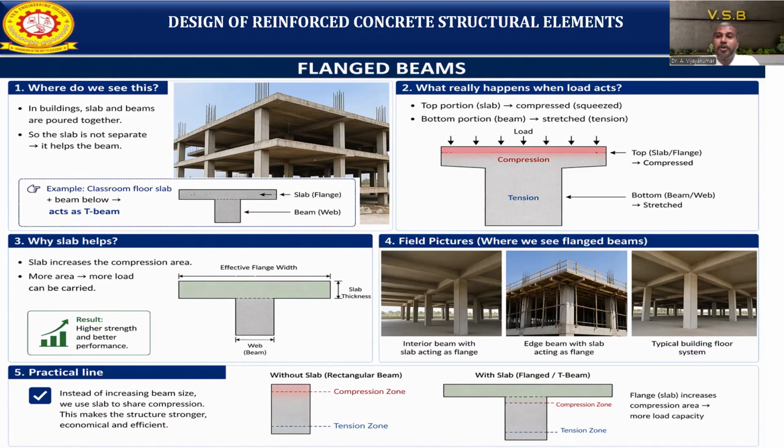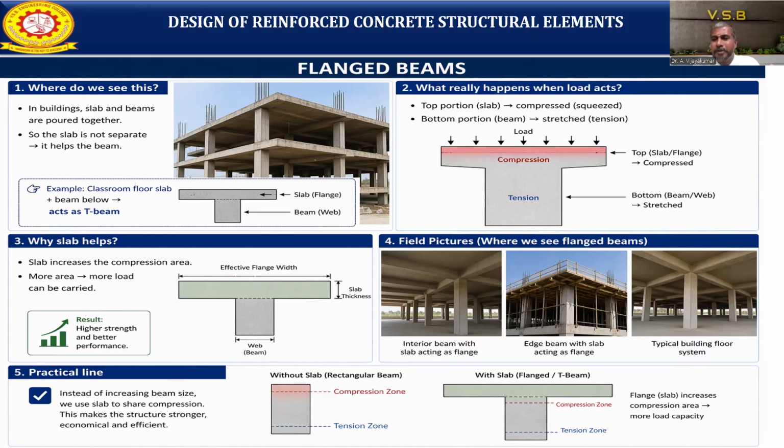What is monolithic construction? Beam as well as slab and column. We do the construction at the same time, monolithically. So the behavior is not separate; all of it should behave in the same way. The slab is not separated. It helps the beam, it supports the beams.